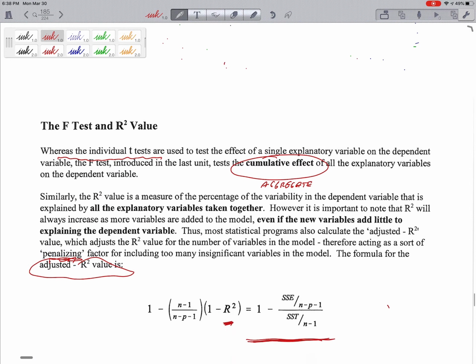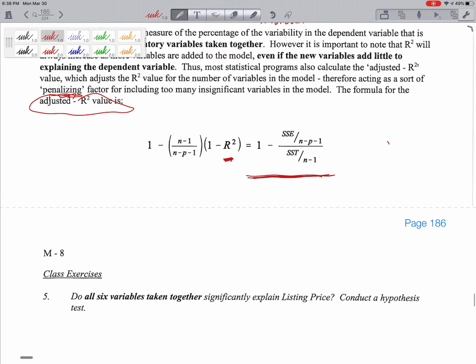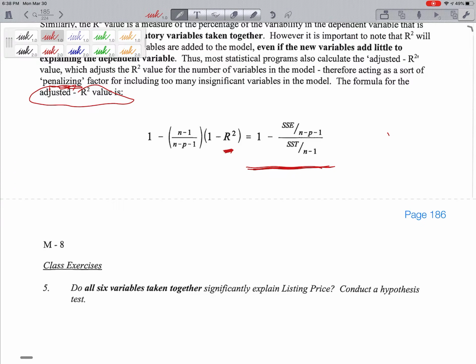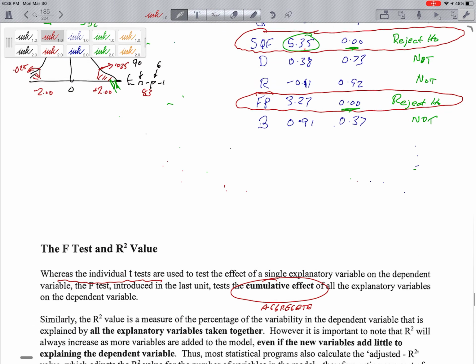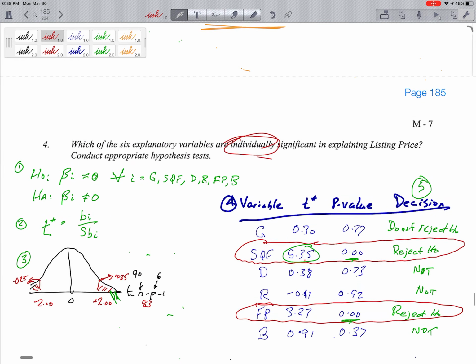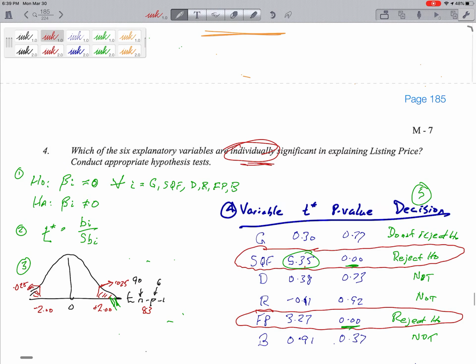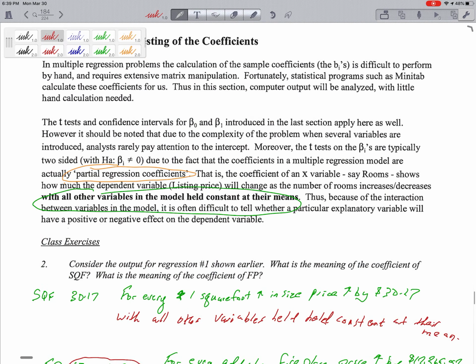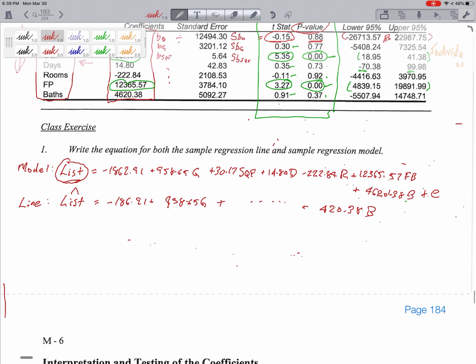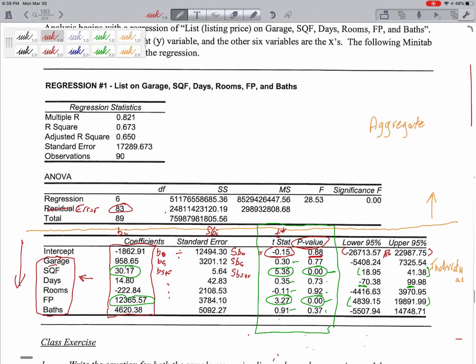But let's take a look at this question here, which is right here on the top of page M8. It says, do all of the 6 variables taken together significantly explain the listing price? Notice the difference between that and the wording over here, the last one, which was talking about their individual impact. So back up here, let's take a look then at the f-test.